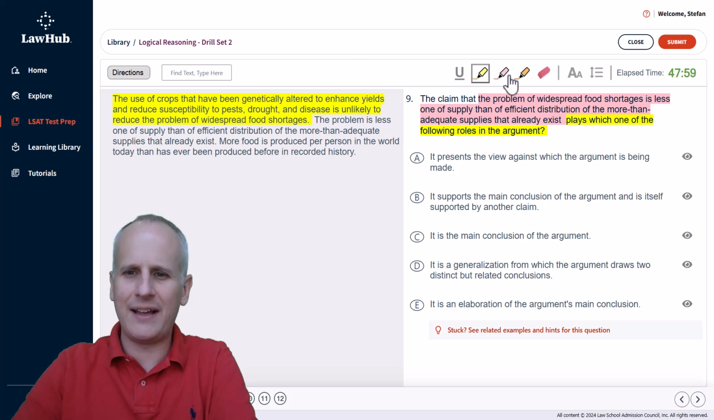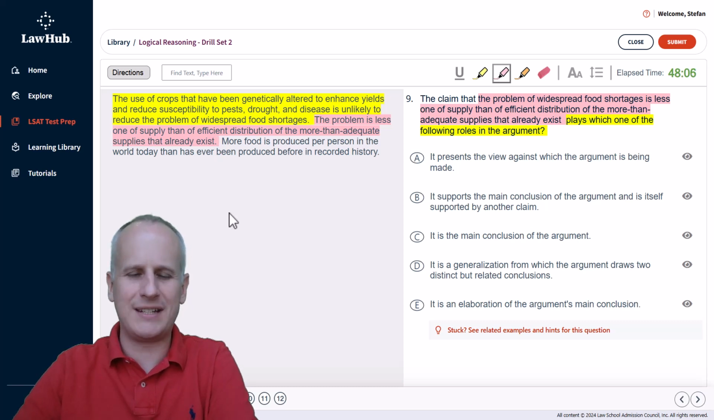But I need to highlight in pink this subsequent statement that we're being asked the role of. And that subsequent statement is directly intended to support the conclusion that the use of these genetically altered crops is unlikely to reduce the problem of widespread food shortages. And the reason is that the problem isn't about supply, it's about distribution. And that is directly supporting our main conclusion in this argument.